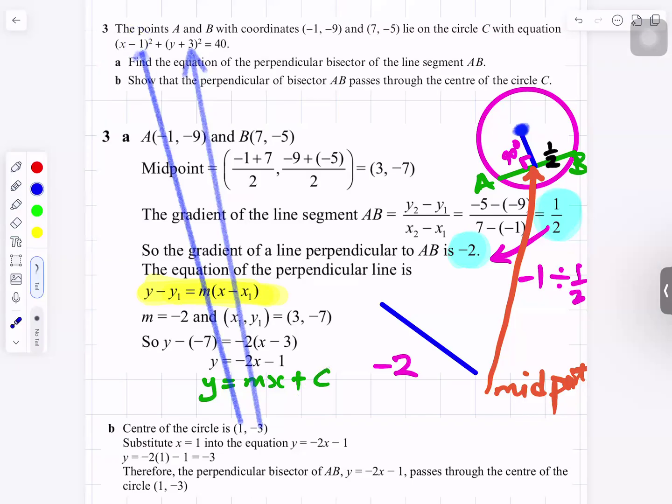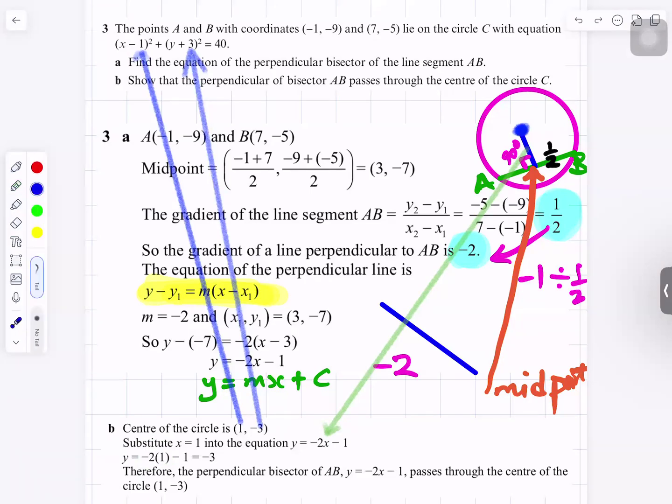So now in that equation, that blue line, we're soon running out of colors. The blue line there, the equation is minus 2x minus 1. So we sub in x to be 1. And what does it give us when we put x to be 1? Minus 2 times 1 minus 1, it gives you minus 3, which is the y-coordinate of the center.